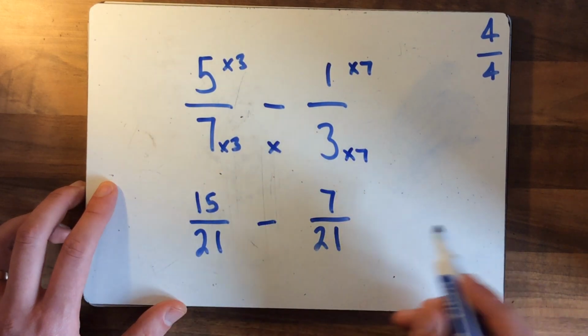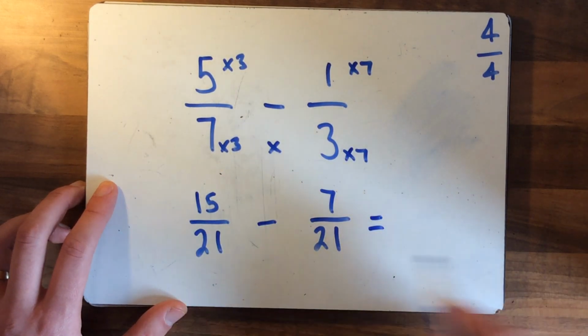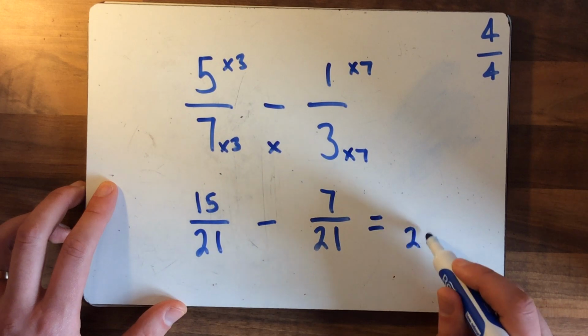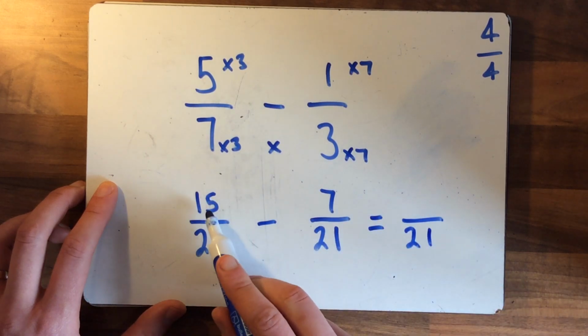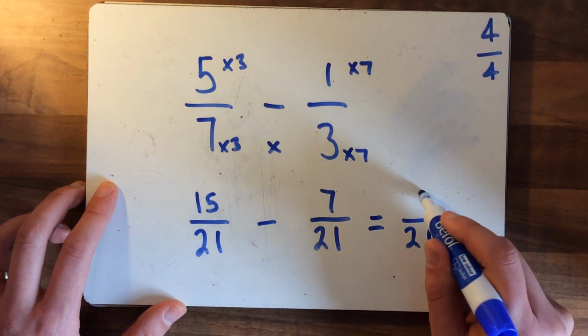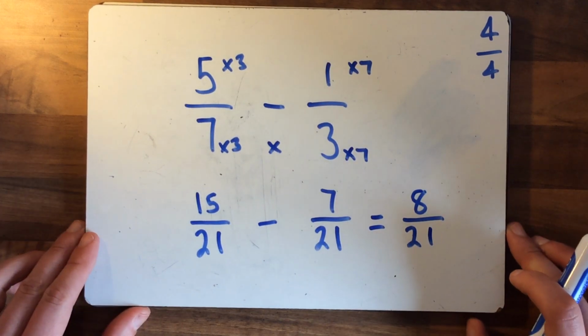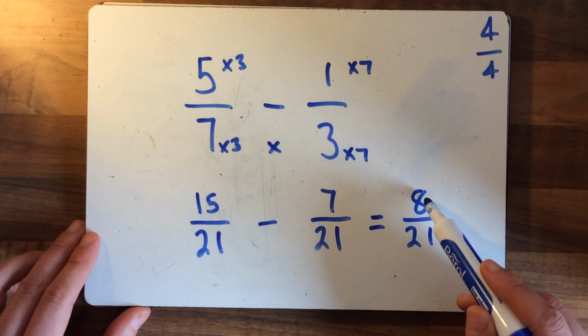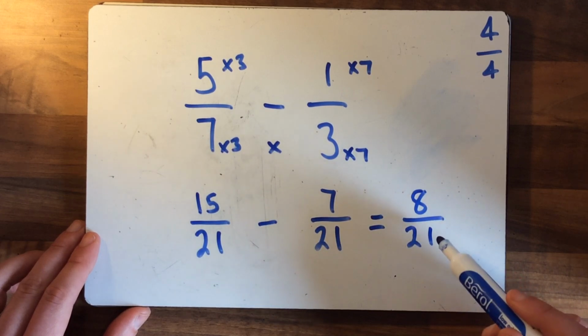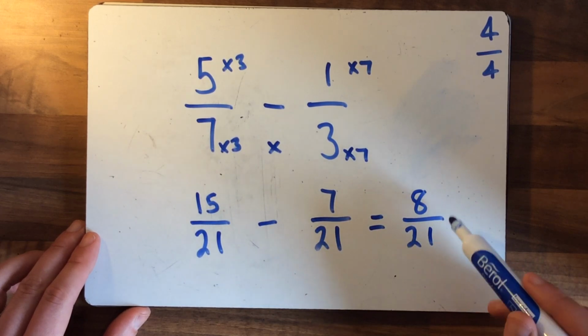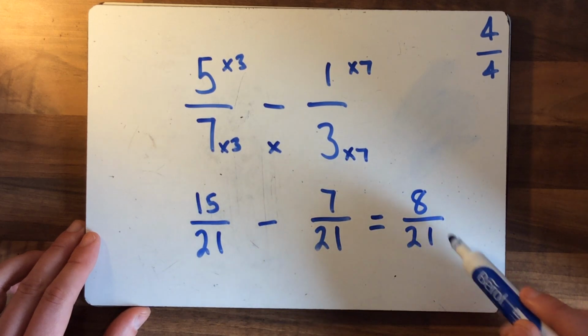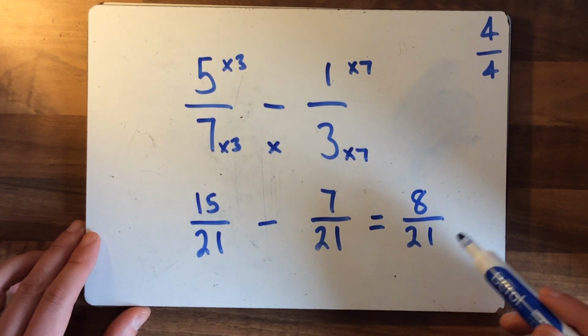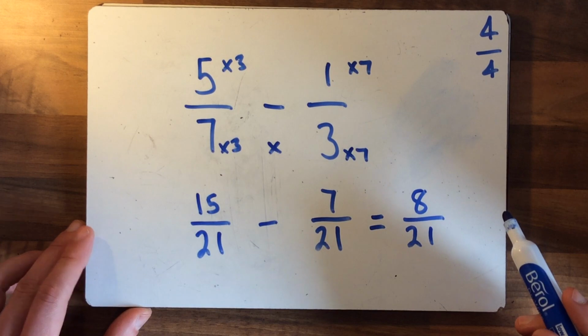Remember that it's a subtraction. So now we can solve this. Remember, the denominators will stay the same as 21, and then we need to do 15 take away 7, which is 8. Have a look at this. Can this be simplified any more? Is there a number that goes into 8 and 21? We can't use that method of halving and halving again because 21 is an odd number. So 8 over 21 is actually in its simplest form.